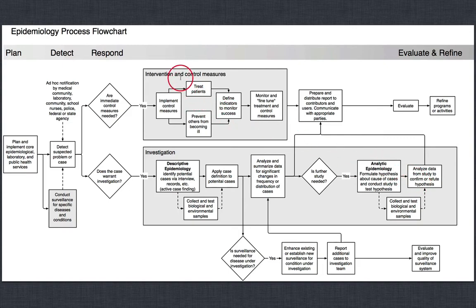We will also, in the response, then go back to the treatment of patients or screening and control of population level things. We'll define indicators to monitor whether our interventions are successful, and our control measures. And then there is a very important step of communication and coordination with other agencies and people to be sure that we're on track. And then the evaluation.